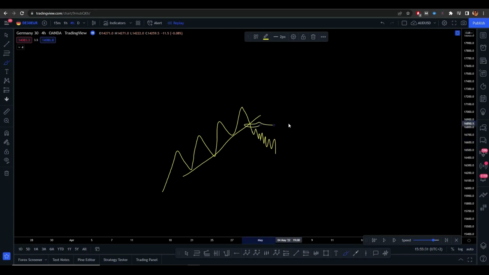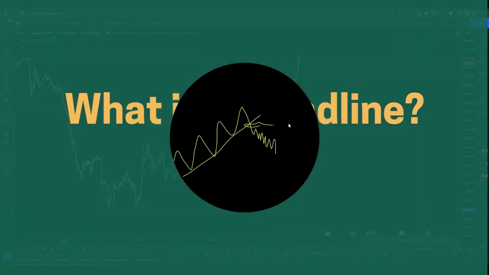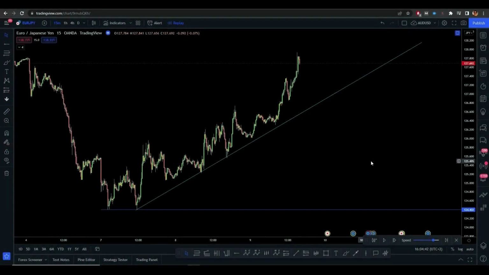So now that you know why using trend lines can be helpful, we will take a deeper look at what trend lines are and how to use them. What is a trend line? A trend line is a straight line connecting a series of higher lows in a rising market, in an uptrend.